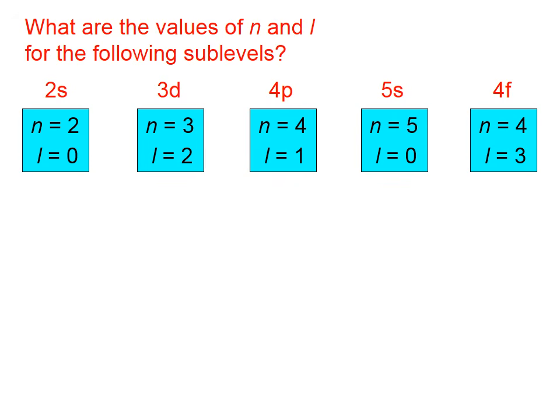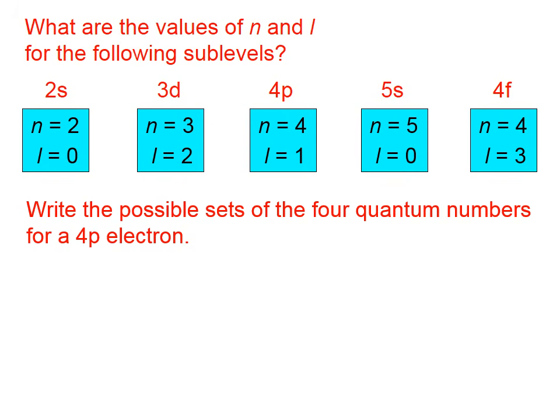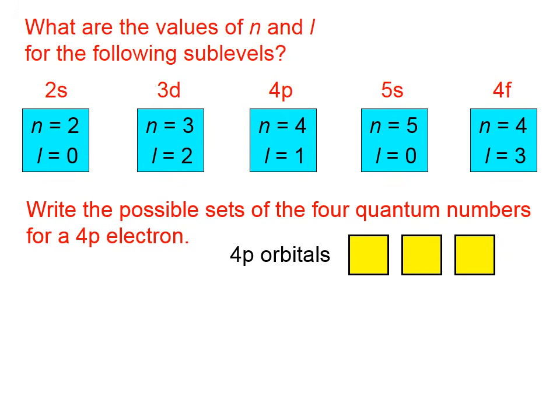Notice that the n value, which is the first quantum number, corresponds exactly to the coefficient that's in front, and the second quantum number is 0 if we have s orbitals, as in the case on the left and the fourth case over here. The second quantum number is 2 for d orbitals, it's 1 for p orbitals, and it's 3 for f orbitals. So let's write the possible sets of the 4 quantum numbers for a 4p electron.